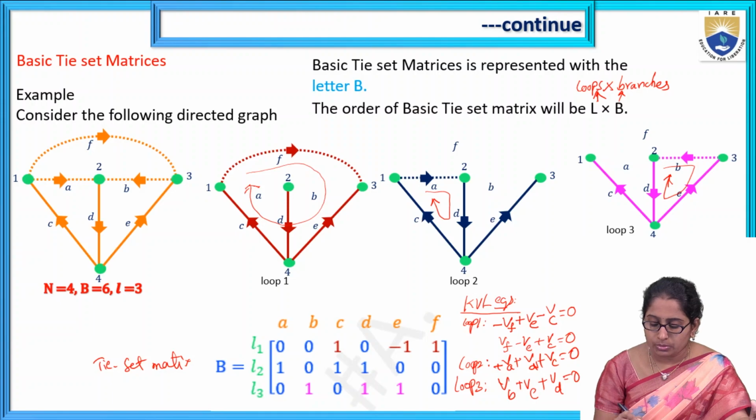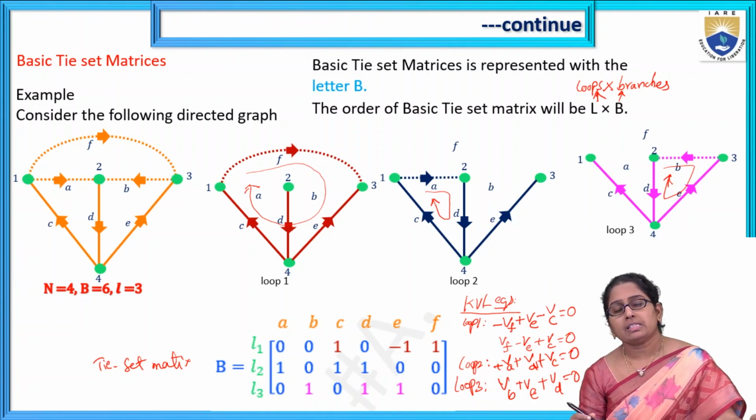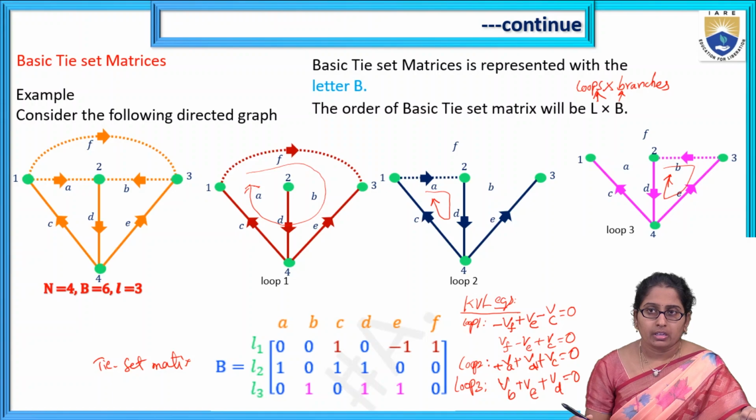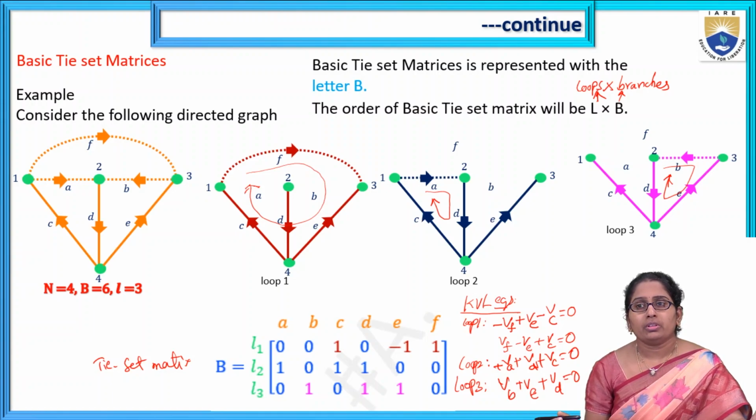So put those coefficients in the matrix. So for row 3, that is with respect to L3, loop 3: VA not there, so 0, VB plus 1, VC also not there, 0, VD plus 1, VE plus 1, VF not there, so 0. So that is how the tie-set matrix is created.